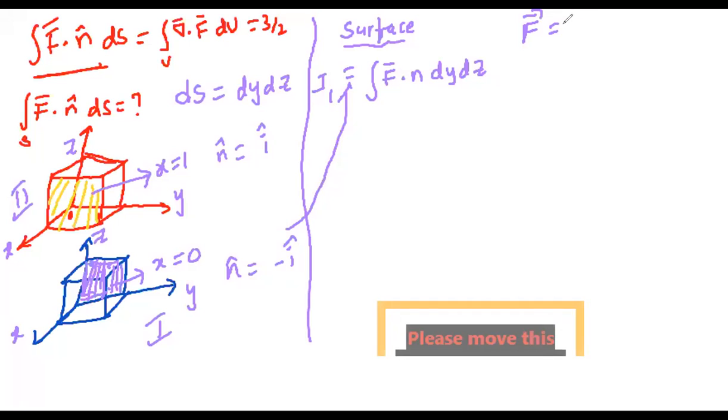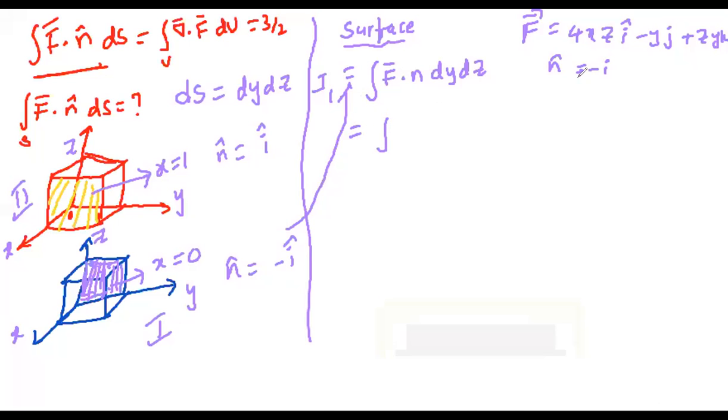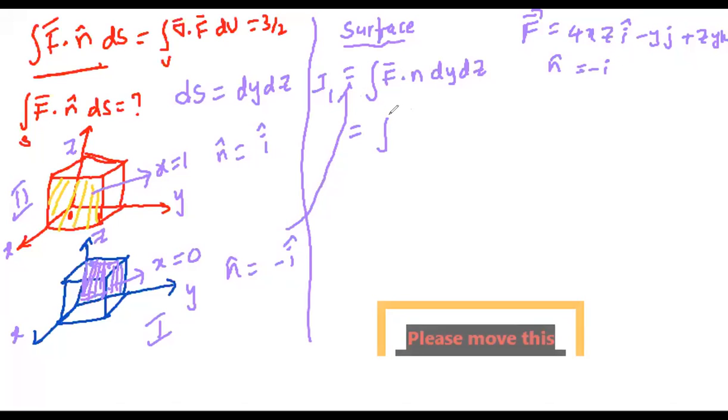F is 4xz i minus y square j plus yz k. This is our F. n is actually to be taken as minus i. Now tell me, the dot product of these two, what are we going to get? Only i dot i, right? Remaining all zeros. Yes sir. So I'm going to get.